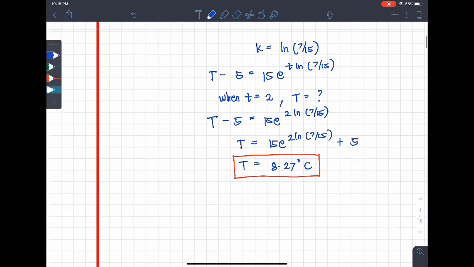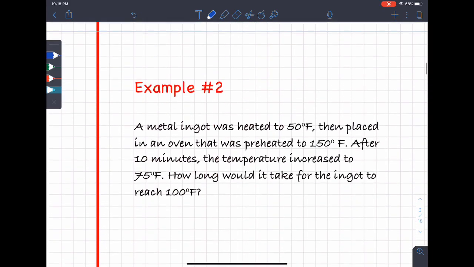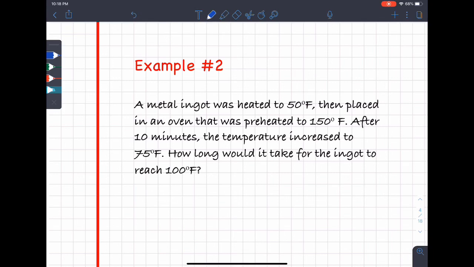So simple as that. Let's have our second example. It states that a metal ingot was heated to 50 degrees Fahrenheit, then placed in an oven that was preheated to 150 degrees Fahrenheit. After 10 minutes, the temperature increased to 75 degrees Fahrenheit. How long would it take for the ingot to reach 100 degrees Fahrenheit?